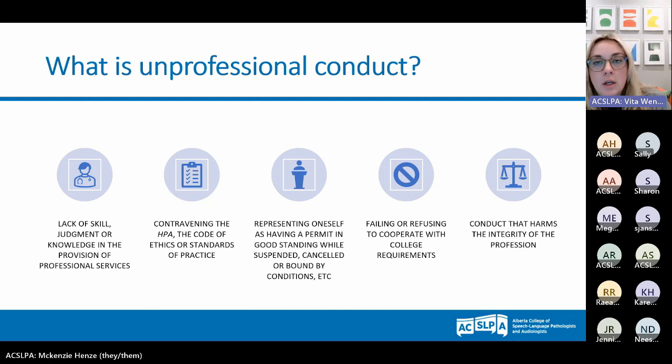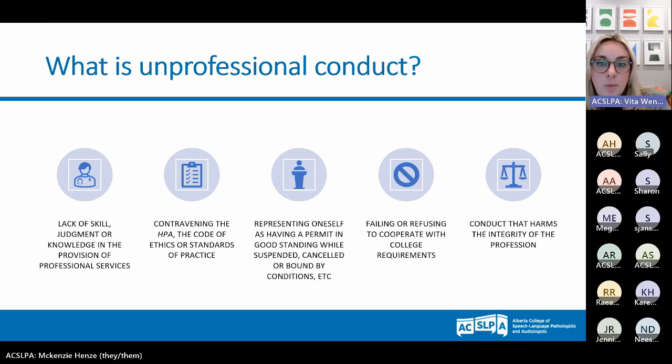So we're going to talk a little bit more about the obligations on a regulated member. Examples of this could be failing to comply with a continuing competence program, failing to cooperate with an investigator, potentially failing to cooperate with other directions or requests from a college, mindful that a regulated member is regulated by the college and there is an obligation to comply, cooperate, respond, etc., to that college.